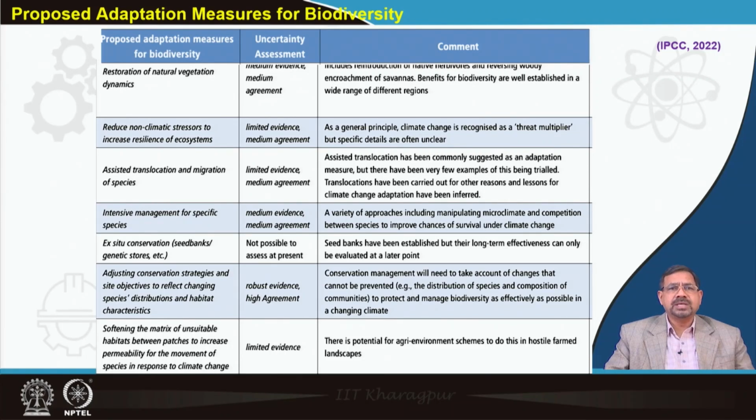And also, towards the end, we have softening the matrix of unsuitable habitats between patches to increase permeability for the movement of species in response to climate. This has limited evidence, but there is potential for agri-environment schemes to do this in hostile farmed landscapes.